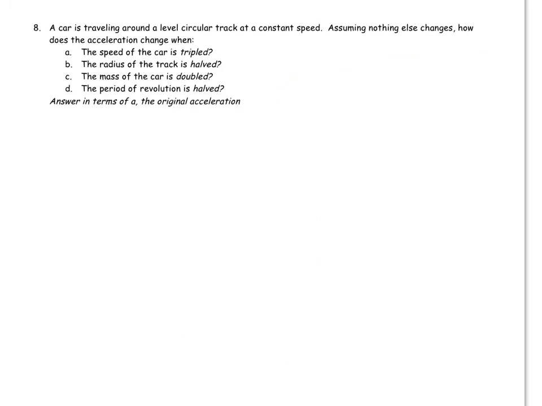For this one, we have a car traveling around in a circle on a level track at a constant speed, and we want to know how the acceleration changes when there are a few different changes that happen to the motion of the car. So this is one where we want to set up our original situation and then a bunch of new situations. Our original situation is that our acceleration equals v squared over r, the magnitude of the velocity, or the speed, divided by the radius. And so we're going to set up a bunch of new situations and do a comparison each time.